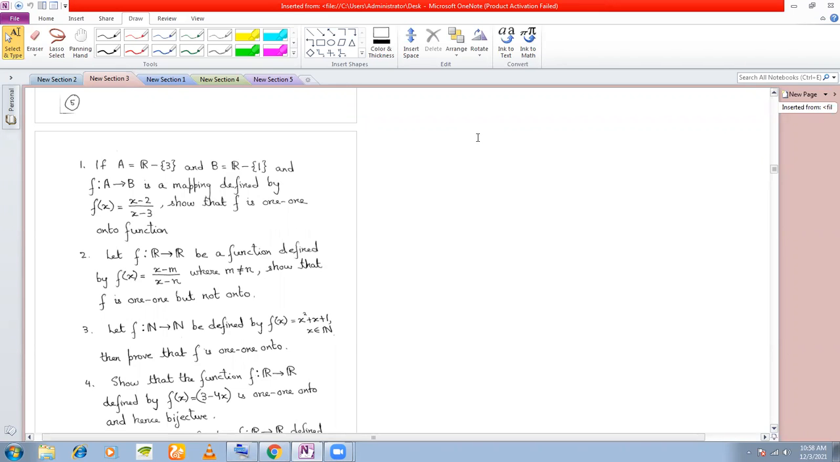Bijective or one-to-one onto functions are those functions which are one-to-one, that is injective, and onto, that is surjective, at the same time. So functions that are injective and surjective both are called bijective functions. Or if you can show that a particular function is one-to-one, and also if you can show that the particular function is onto, you can say it is a one-to-one onto function. Okay, let's look at question number one here.